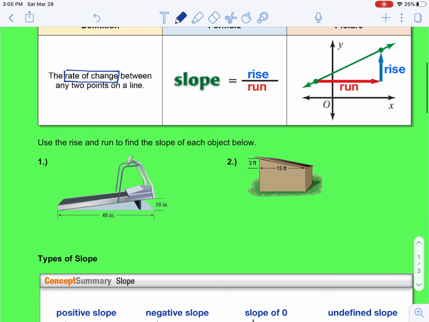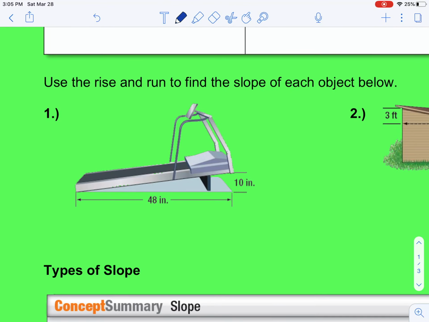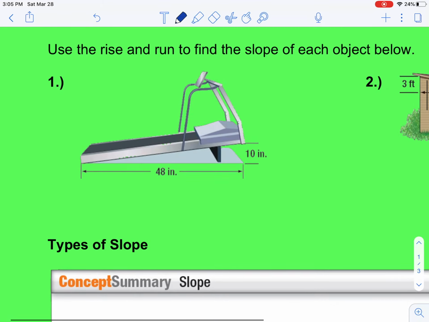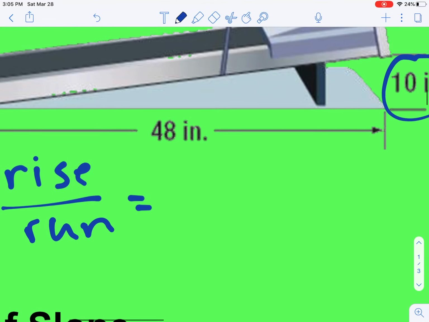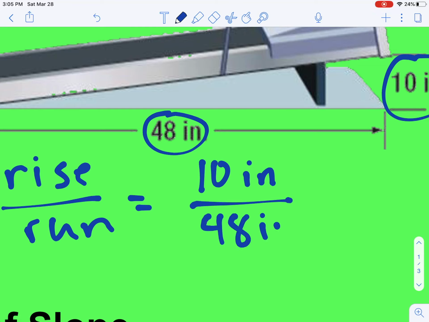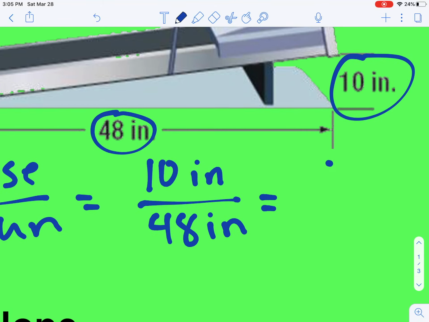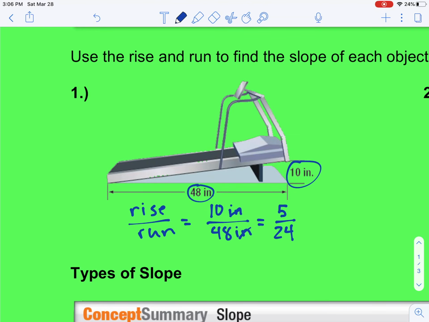So let's take a look at a couple examples. So I want to find the rise and run to find the slope of each object below. Number 1, I've got a treadmill, and it's 48 inches left and right, and it's 10 inches up. It's inclined at 10 inches. So if our slope is rise over run, our rise is 10 inches, and our run is 48 inches. Now what we do want to do is simplify that though, and we can keep it as a fraction. So I'm going to have 5 over 24. I don't need to worry about having inches in there because those would actually cancel each other out. So our slope for number 1 is 5/24.